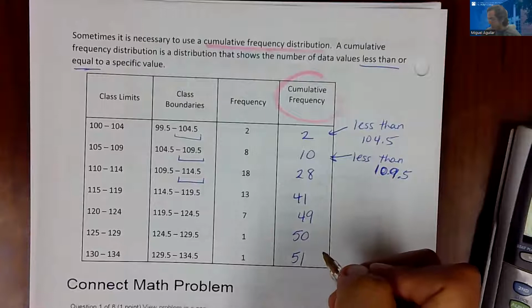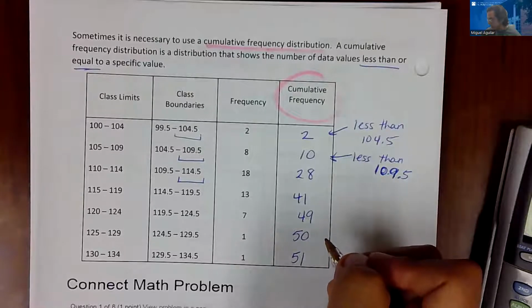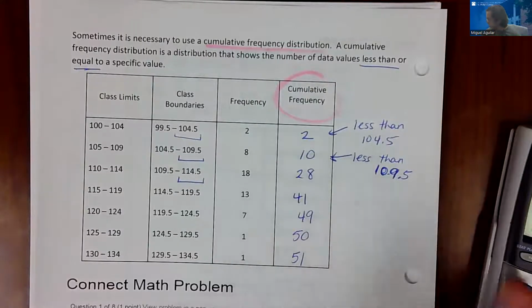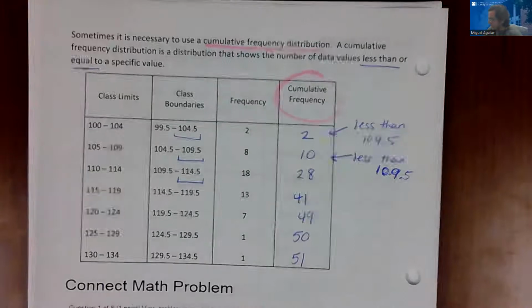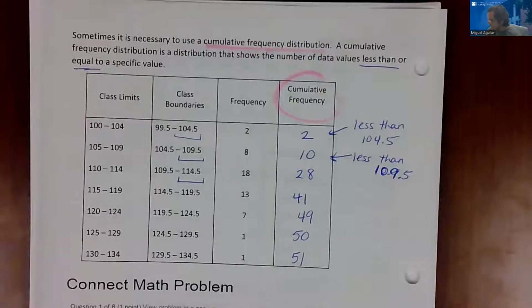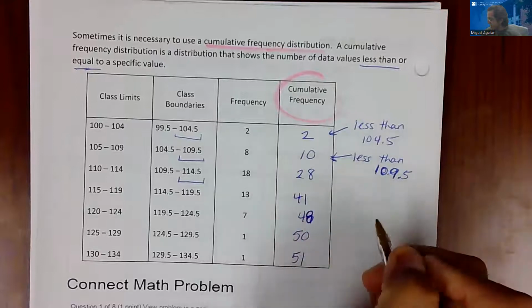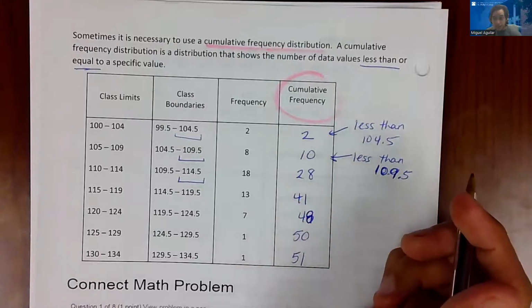That can't be right. Did we mess up somewhere? I think so. Maybe I added incorrectly somewhere, right? Because the cumulative frequency should be 41 and 7. Oh, it should have been 48, right? Yeah, there we go. 41, 48, 49. Okay, so that's a way you could check yourself.